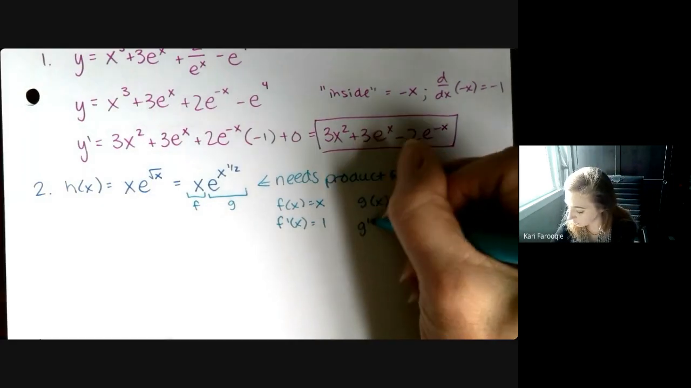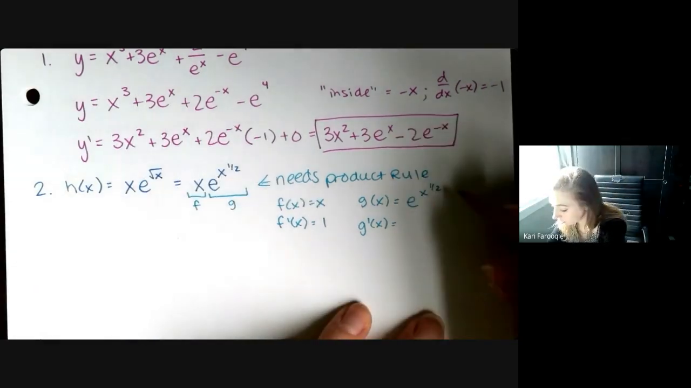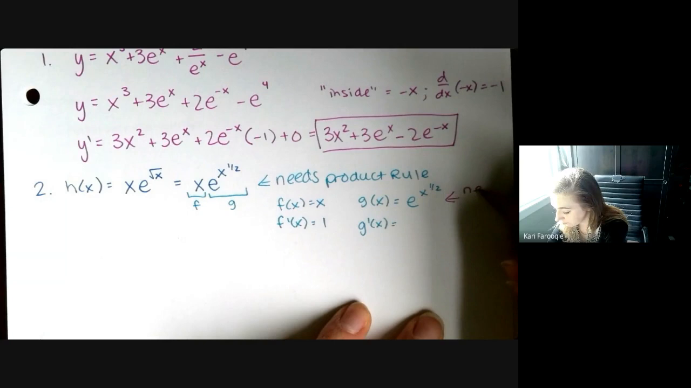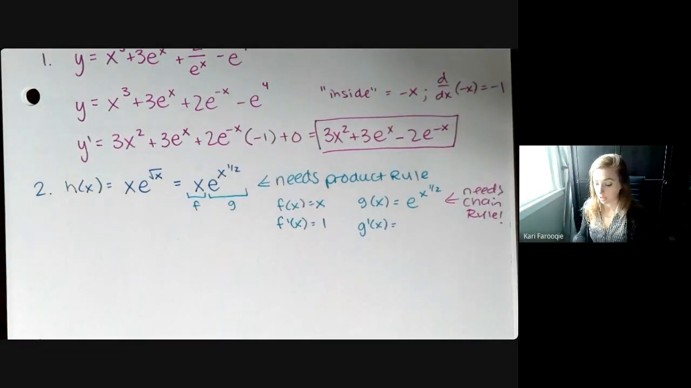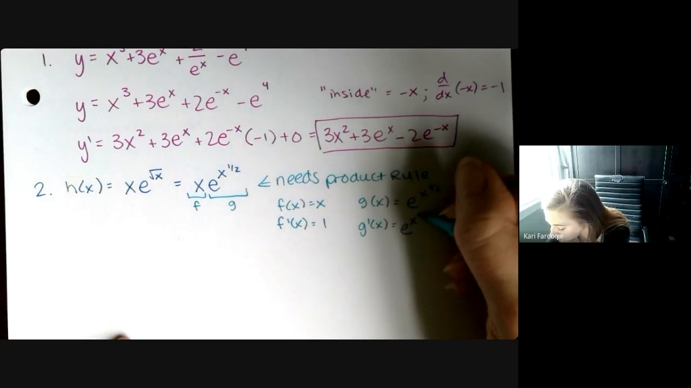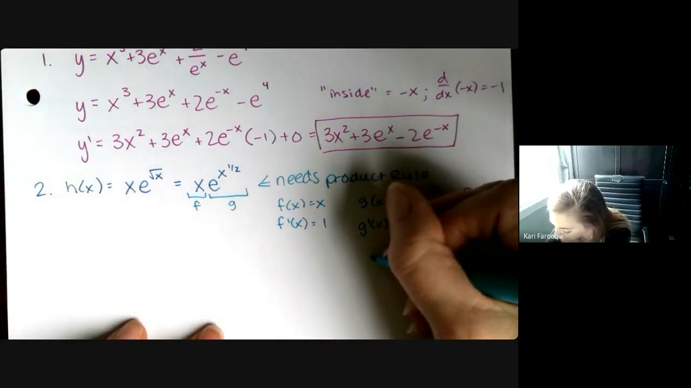But the derivative of g is going to need a little bit more work because g is an expression inside the exponent. So this one is actually going to need the chain rule. So we're going to be using the product rule and the chain rule here. So when I take the derivative of e to the x to the 1/2 power, I'm going to leave the expression the same at first. And then I'm going to multiply by the derivative of the inside function. So the inside function is x to the 1/2.